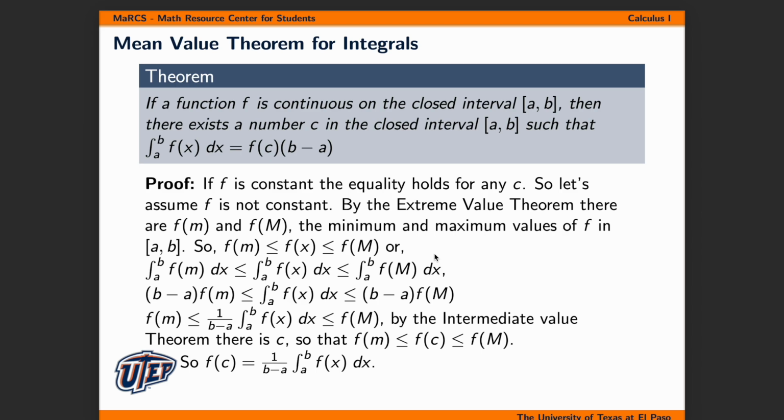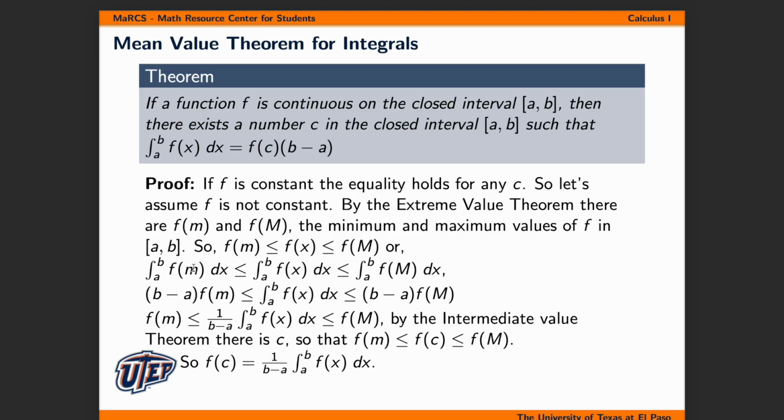Now, because integration preserves inequalities, we can take the integral of each of these three terms. So we will have the integral from a to b of our minimum value. So this is a constant. This is just a number since we are already evaluating our function at this m point. So we have the integral of a constant with respect to x. That'll be less than or equal to our integral from a to b of our function f of x with respect to x. And that is less than or equal to the integral of our maximum, so another constant right here with respect to x, and we're evaluating at a and b.